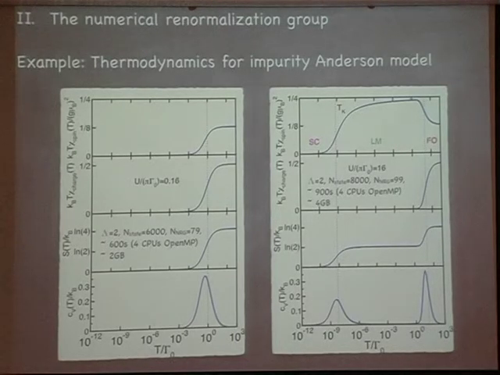Now my battery goes empty. Let's take that one. The entropy goes to log 2, which means we have a local moment, which is then eventually screened down as a function of temperature, and that is the Kondo scale. This region here is the Kondo scale. You see the specific heat has two parts: one where the charge fluctuation freezes out, and the second where the spin is screened.